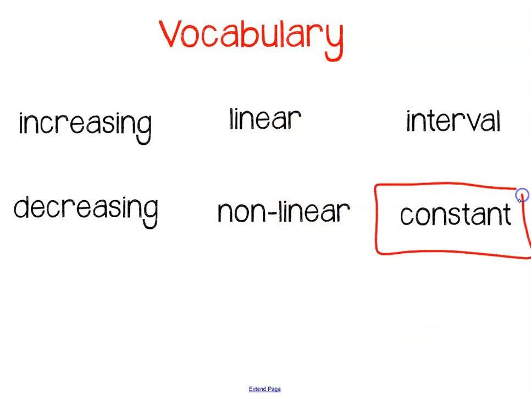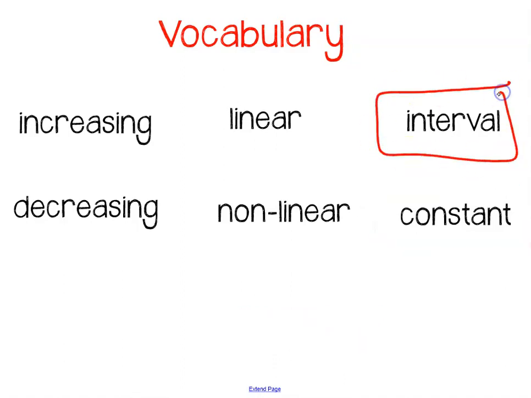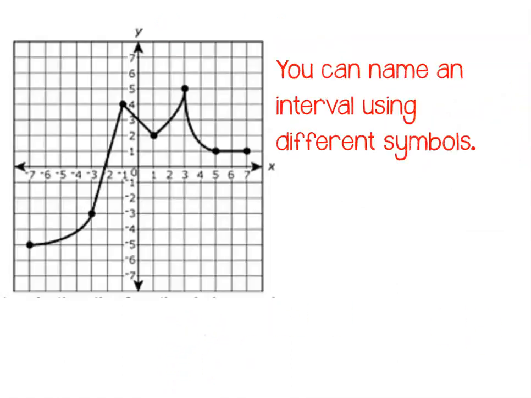This is the other characteristic that you might talk about. Constant is when you neither increase or decrease, and you're staying the same. And the word interval is when you talk about a specific section of the graph. When you are discussing an interval, you must be very specific about the starting left-hand point and the ending right-hand point. And we use those as x values.